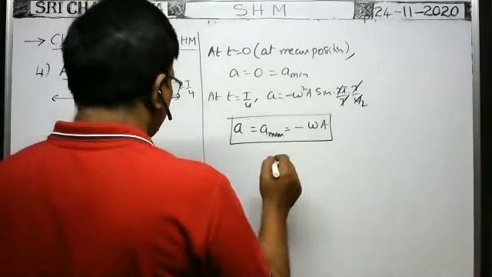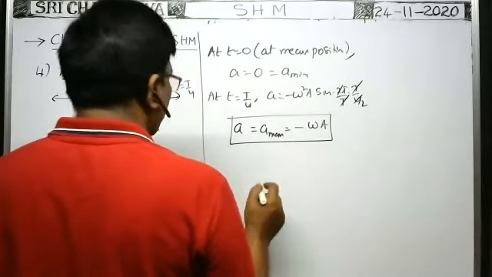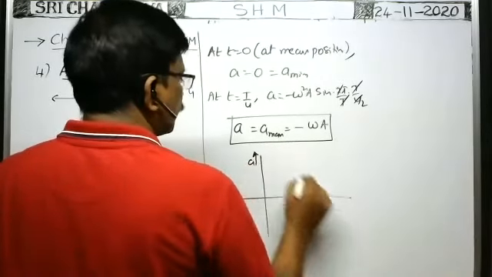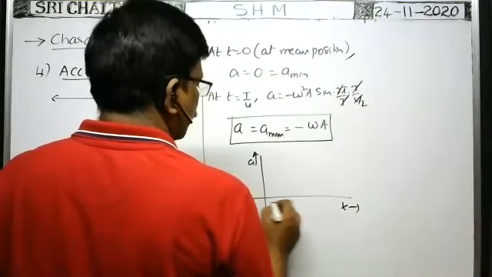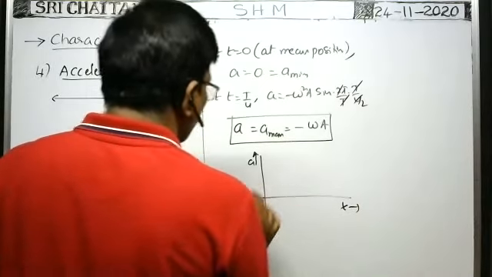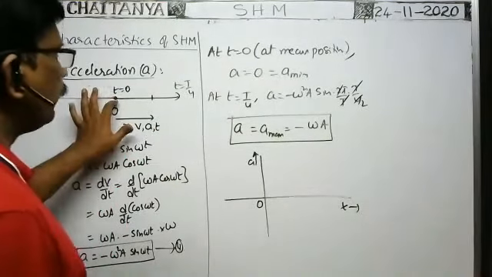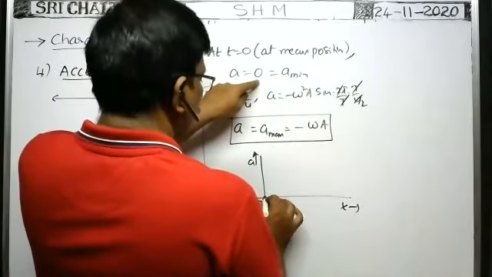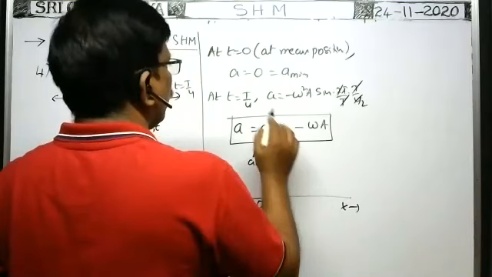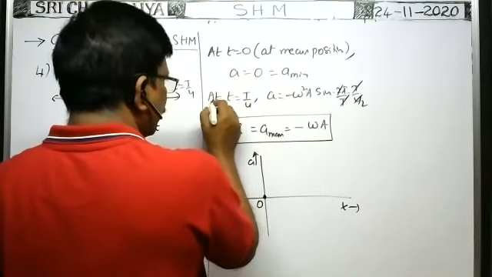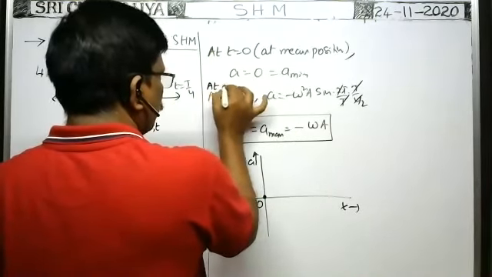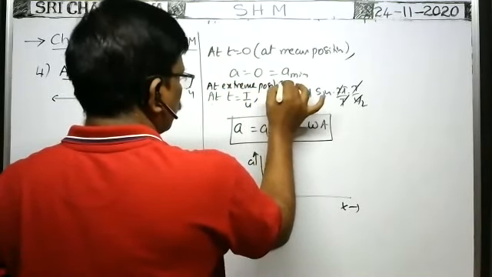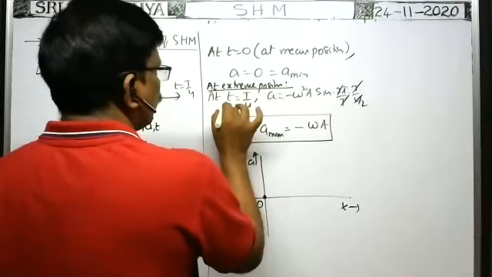Suppose you want to represent this equation graphically, then you take a along the y-axis and time along the x-axis. At t equal to 0 seconds, the particle lies at mean position. At mean position, the acceleration is 0. At t equal to T by 4 seconds, it is at extreme position.